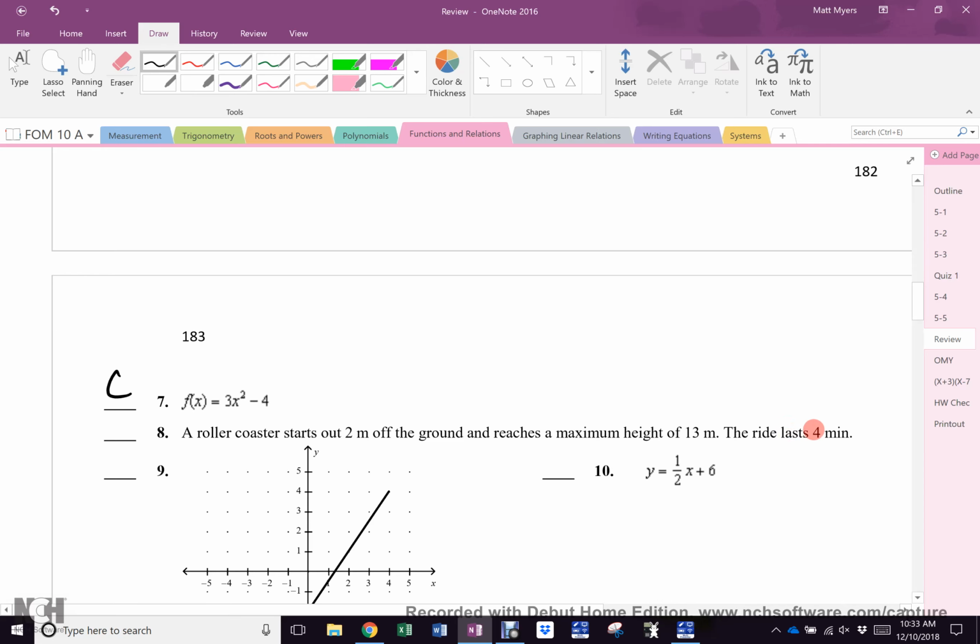Time can go from the whole ride lasts 4 minutes. So when you sit down in the ride, you start the time. What time is that? 0. Ride ends, you get out. What time is that? 4 minutes. At any point during the ride were you not existing? No. So it's every single number from 0 to 4. Excellent. What about height?